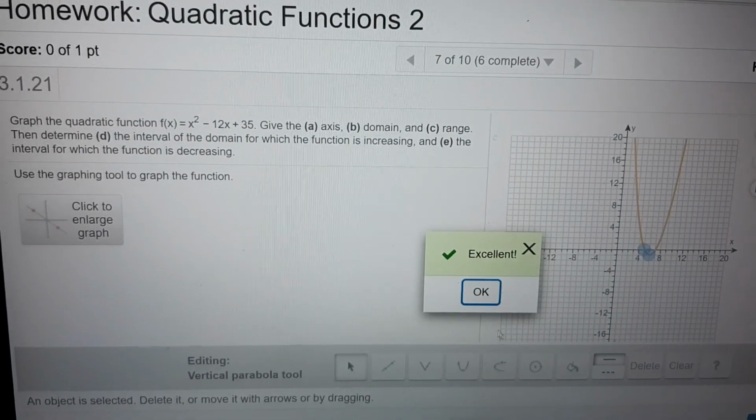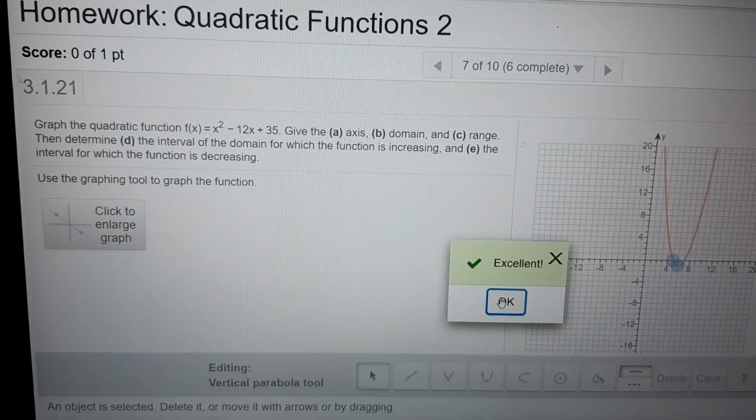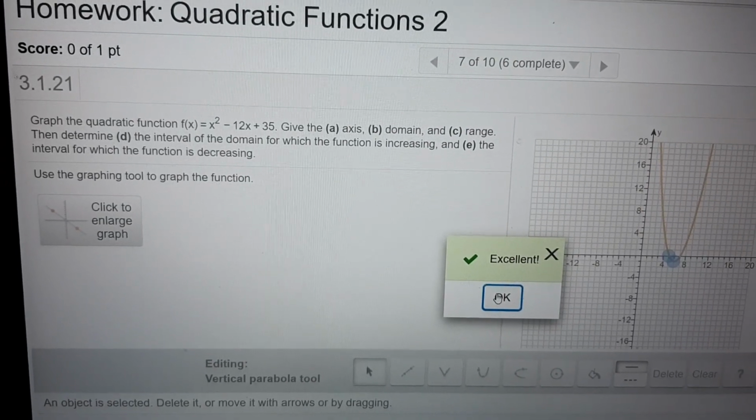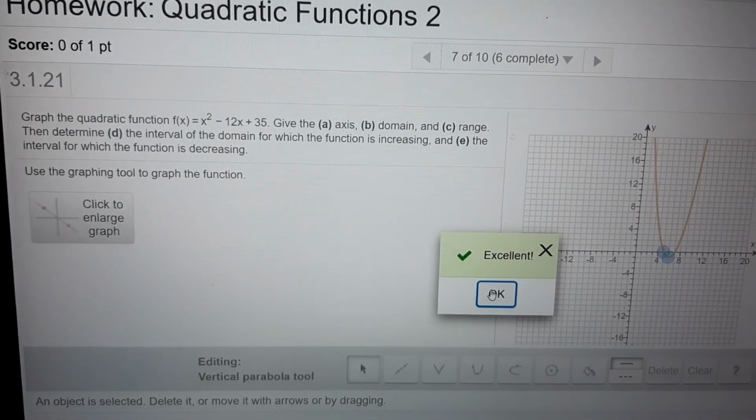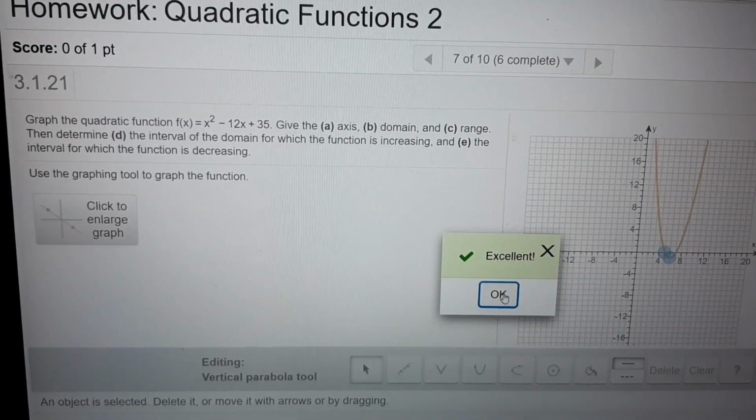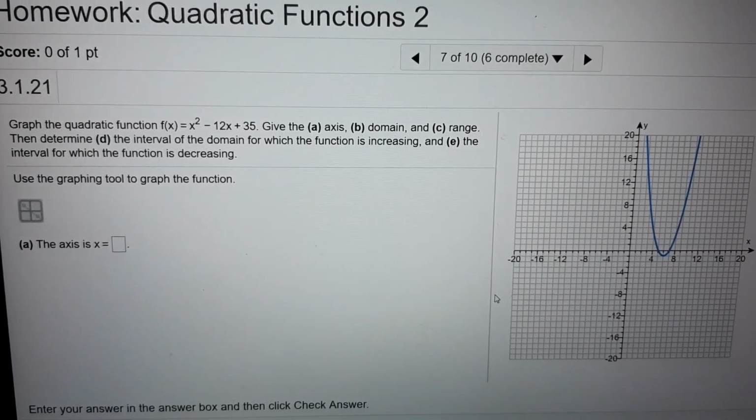And I think I walked through all the other ones on a different video. The axis, okay, we've done all that. You've got axis, domain, range, increasing and decreasing. Okay, I know you know all that. Okay, there's number 7.